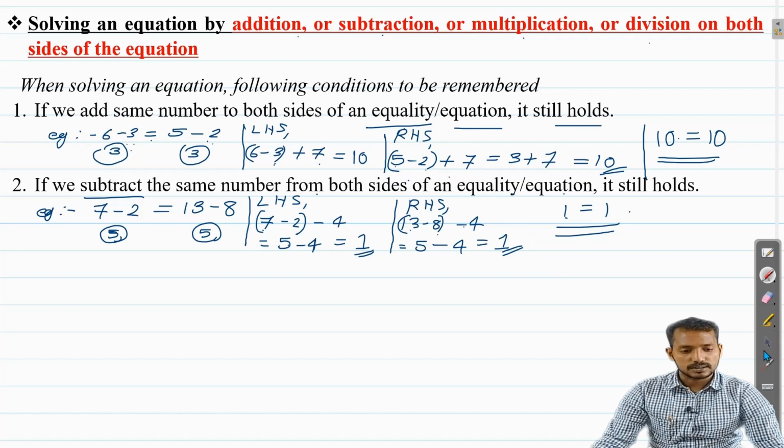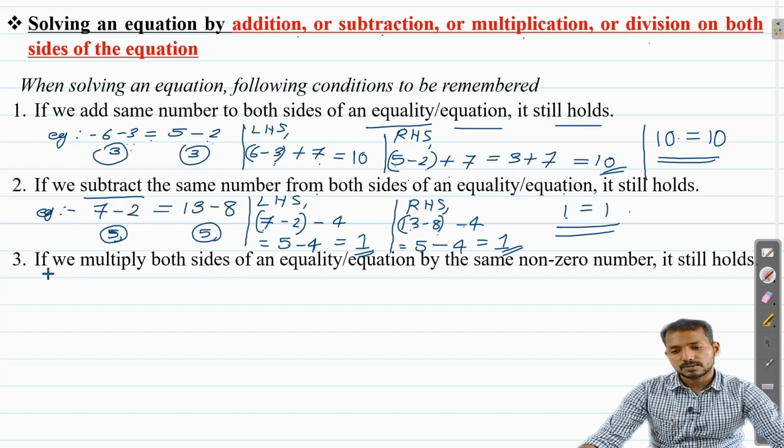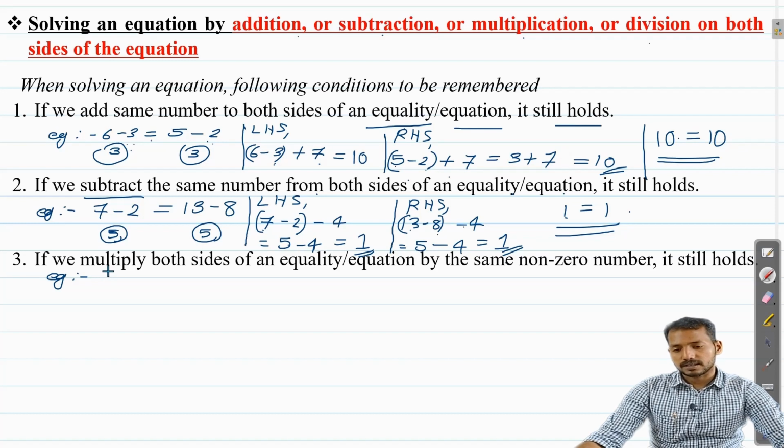Next, third condition. If we multiply both sides of an equality or equation by the same non-zero number, it still holds. That means we can take an example, that is 5 minus 3, which is equal to 9 minus 7.